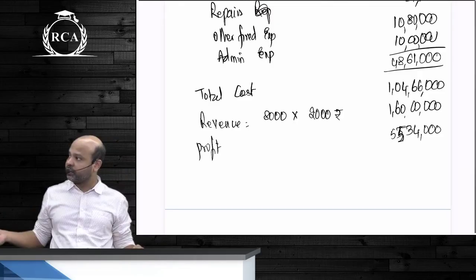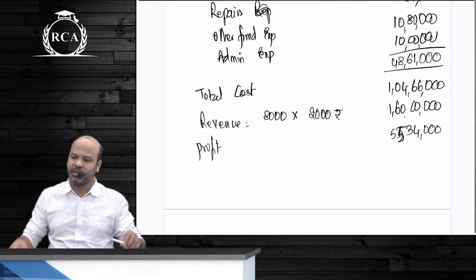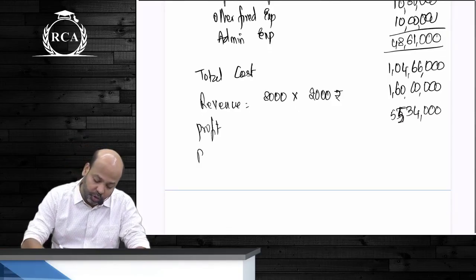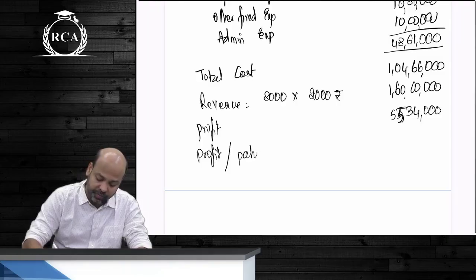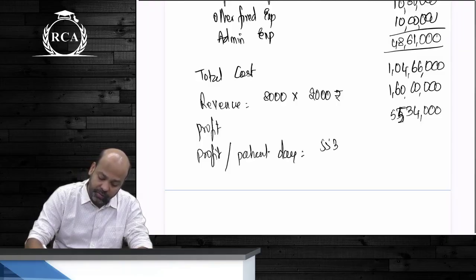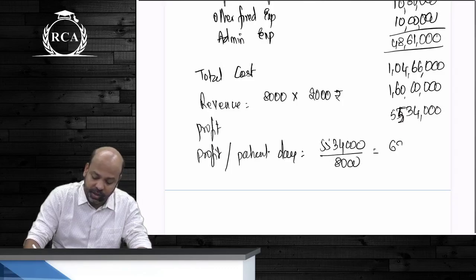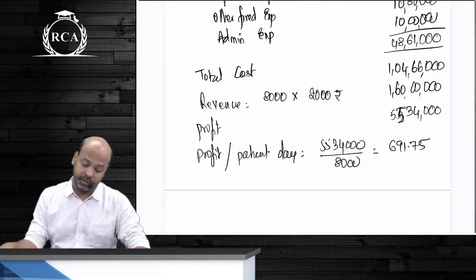The second question says beta compute the amount of break even point. We already have a list of all the fixed expenses guys. We already have how much is the amount of... he asked profit per patient guys. So what you'll do beta is divide this by number of patient days. So 55 lakhs 34,000 beta divided by 8,000 patient days. How much is that? 691 point. This will be the amount of profit per patient day guys.